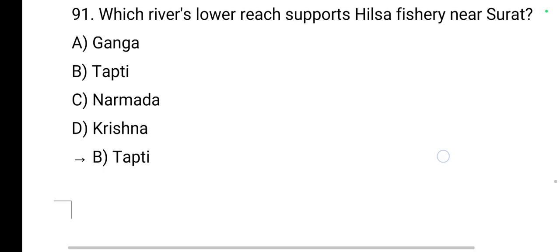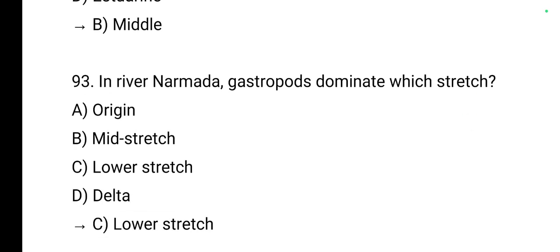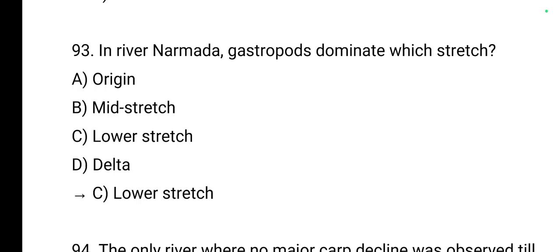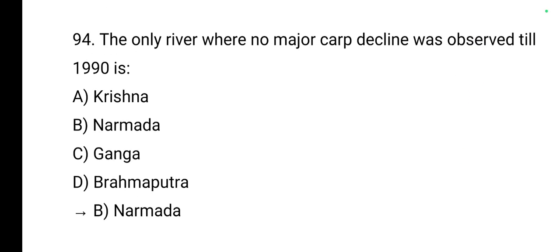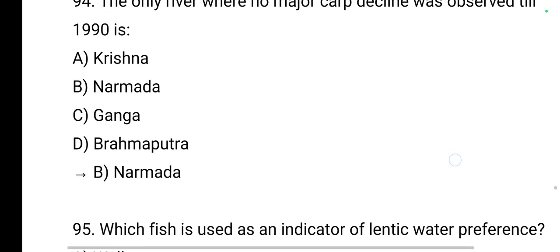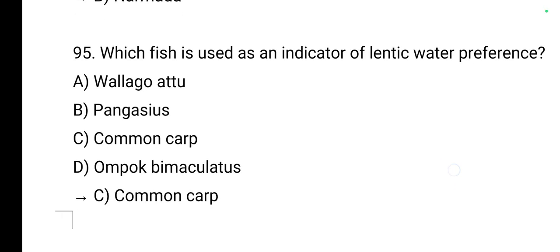So that is Tapti. Which stretch of river Ganga has maximum macrobenthic fauna? So that will be middle. In river Narmada, gastropods dominate which stretch? So that is lower stretch. The only river where no major carp decline was observed till 1990 is Narmada. Which fish is used as an indicator of lentic water preference? So the answer will be common carp.